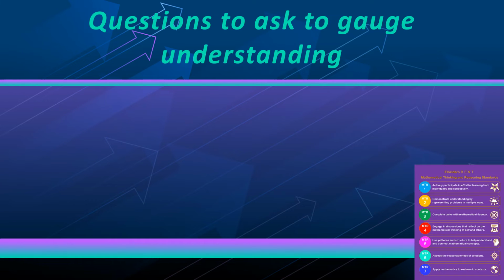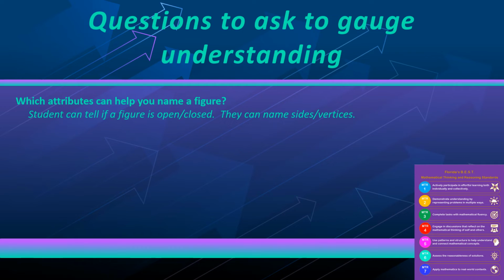As we visit classrooms, we may want to ask students questions to better gauge their understanding of the content. Below you will see a couple of questions that we could ask. We could ask our students, what attributes helped you name the figure? Here, we would want our students to be able to tell us if a figure was open or closed, or maybe to name the sides or the vertices.